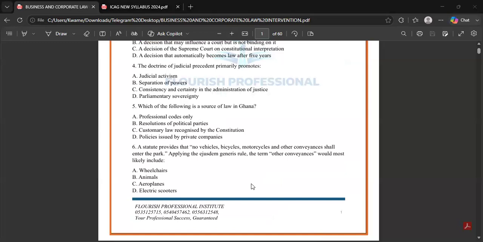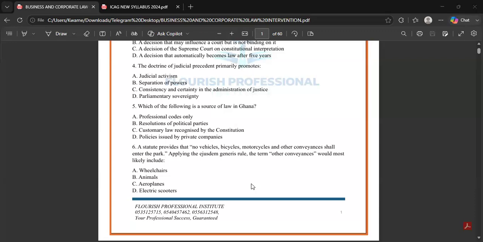Okay, question 4. The doctrine of judicial precedent primarily promotes: A. Judicial activism, B. Separation of powers, C. Consistency and certainty in the administration of justice, D. Parliamentary sovereignty. C. Consistency and certainty in the administration of justice.